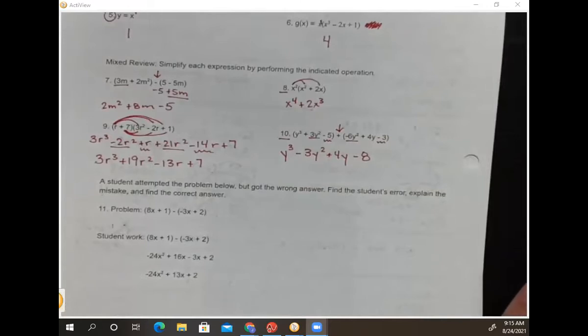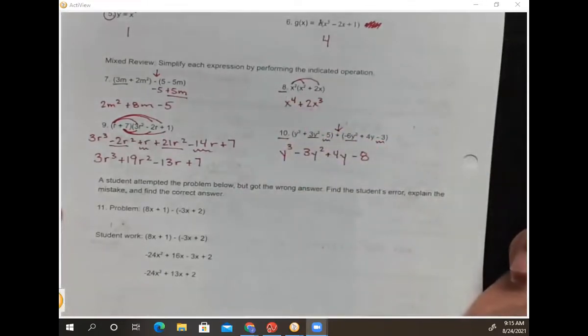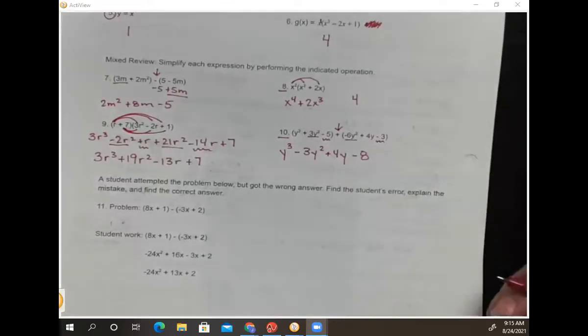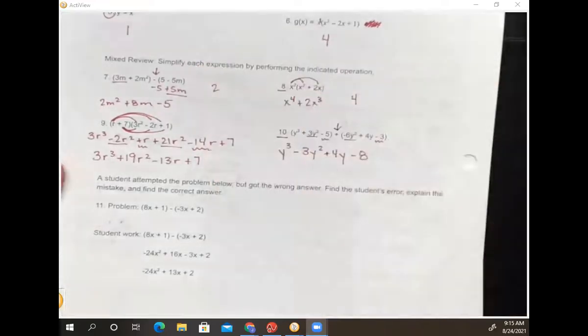Questions for me on our operations? Review from last week. Okay. What's the degree for number 8? 4. Yep. We have a degree of 4 here. How about number 7? What's our degree for number 7? 2. Good. Okay.